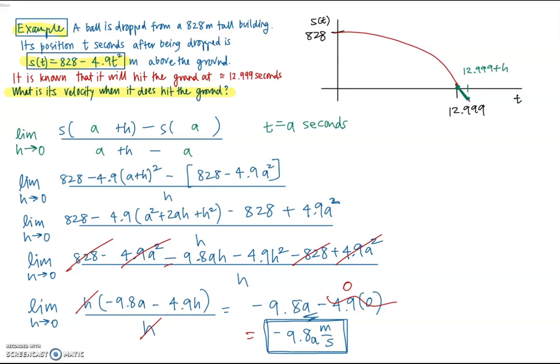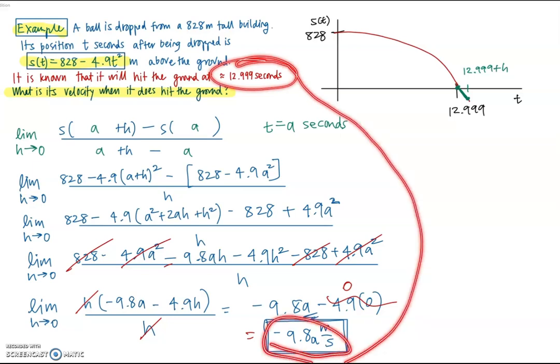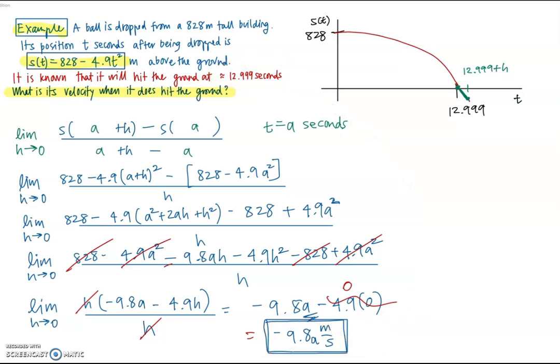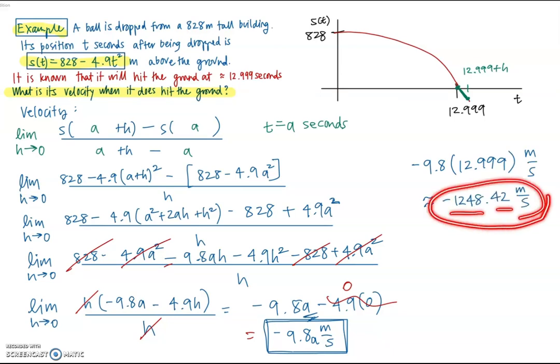And so the last thing we want to do is find out at 12.999 seconds what is the velocity, remembering that all of this is the velocity of the ball. So negative 9.8 times 12.999 meters per second, and that is negative 127.39 meters per second. This is the velocity of the ball when it hits the ground at 12.999 seconds, and that's assuming no air resistance at all.